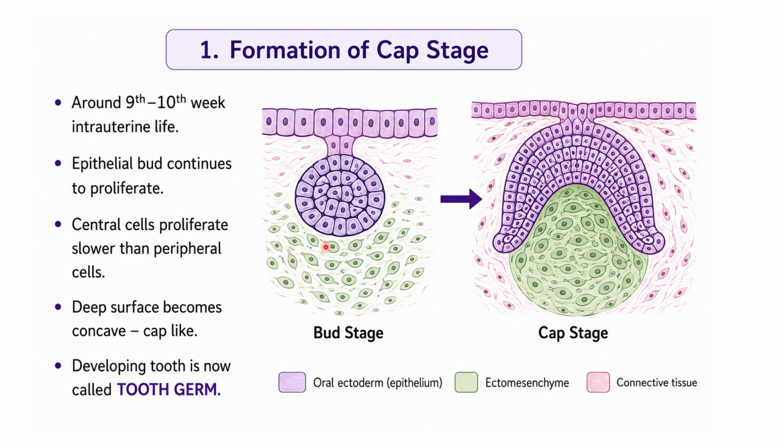So around 9 to 10 weeks of intrauterine life, the epithelial bud continues to proliferate. The central cells of the bud will proliferate slower as compared to the peripheral cells. As we can see in this diagram, there is formation of a deep surface which becomes concave in shape and it resembles the shape of a cap. So at this stage, the developing tooth is termed as tooth germ.